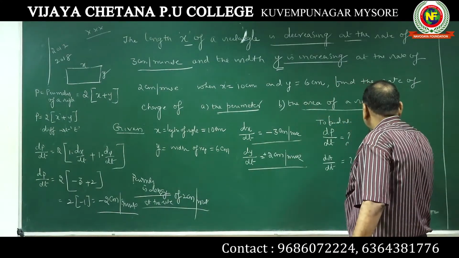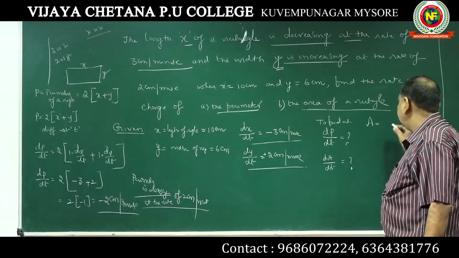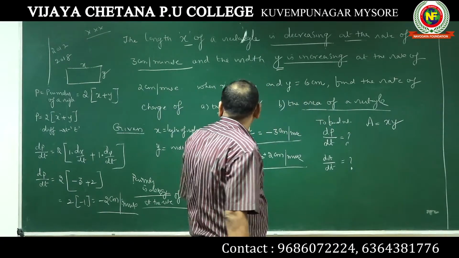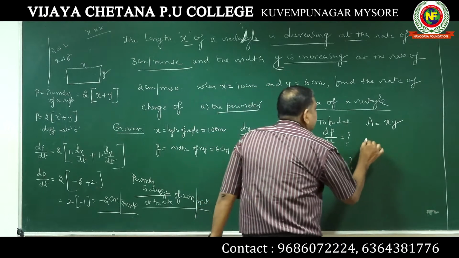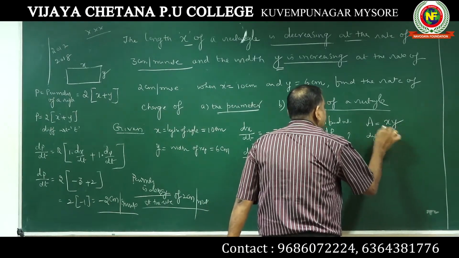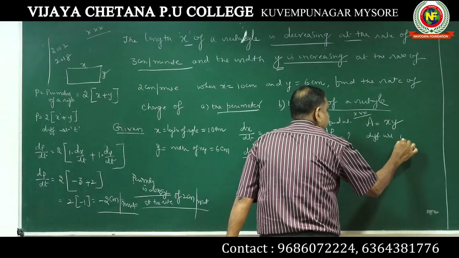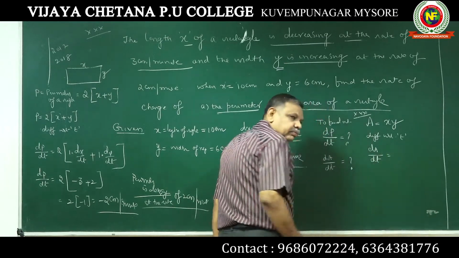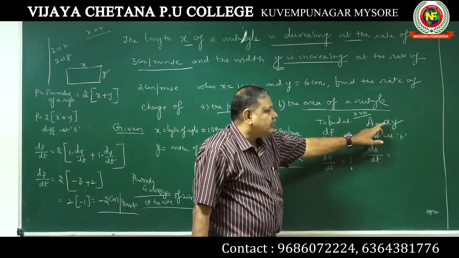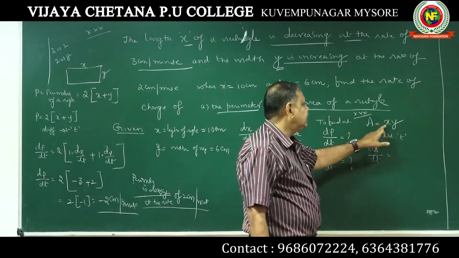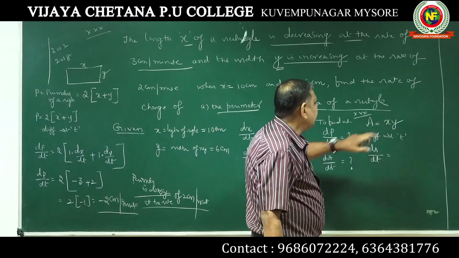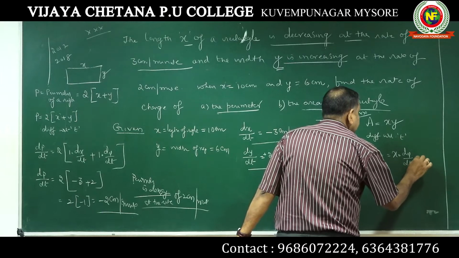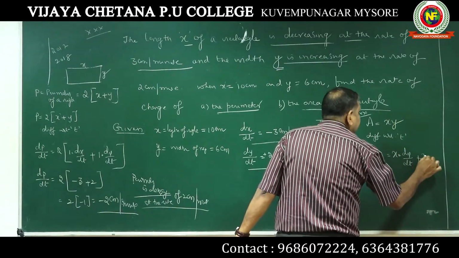Now come to the area. Area is xy, a rectangle's area is xy, this is x, that is y, x into y. Now differentiate with respect to t. This is the very important thing. dA by dt is here. You should be very careful because you have to adopt the product rule. This is one function, this is one function. This into d by dx of this plus this into d by dx of this. That is x into dy by dt plus y into dx by dt.